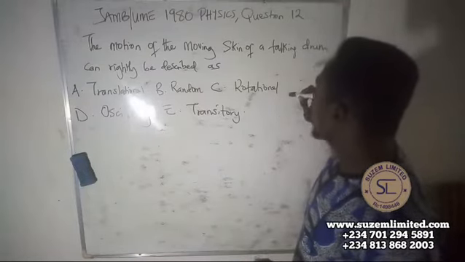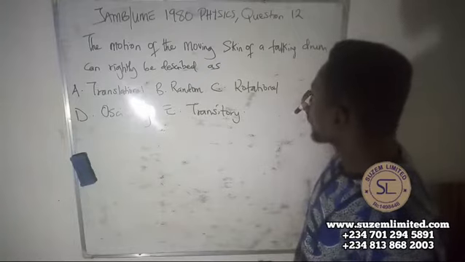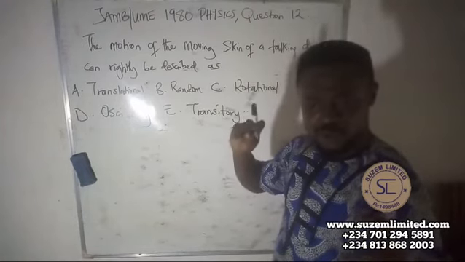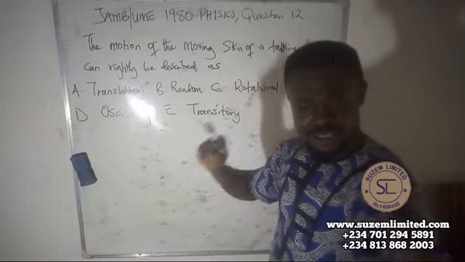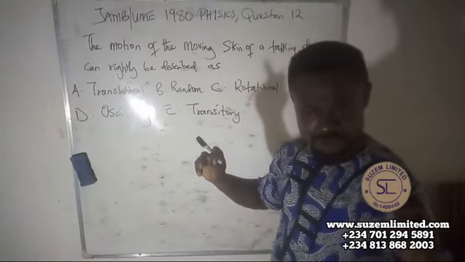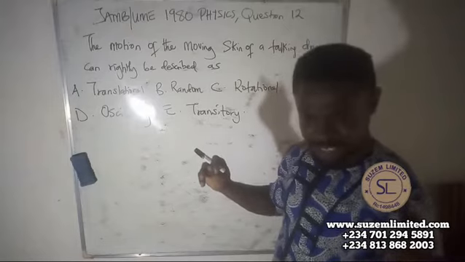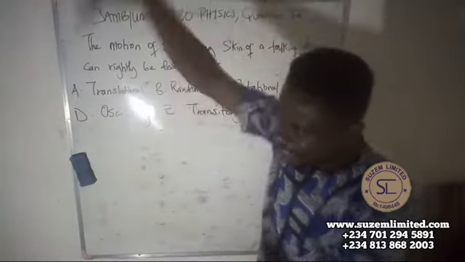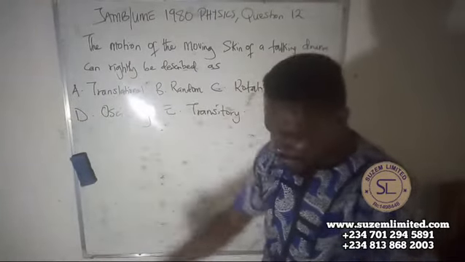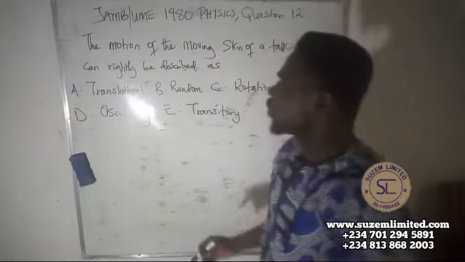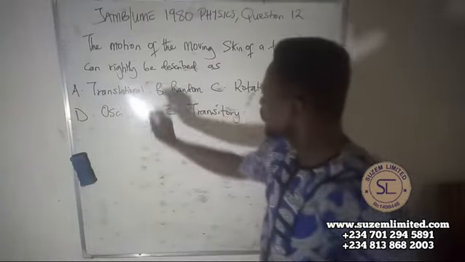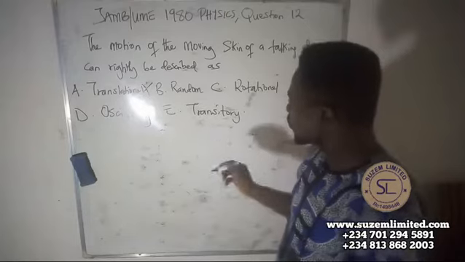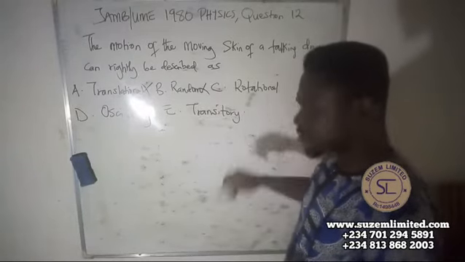If it is vibrating, what type of motion could vibration be likened to? Is it translational? Translational motion is on a straight path, be it curvilinear or rectilinear. So it is not translational. Random, it is not random. Rotational, it is not rotational.